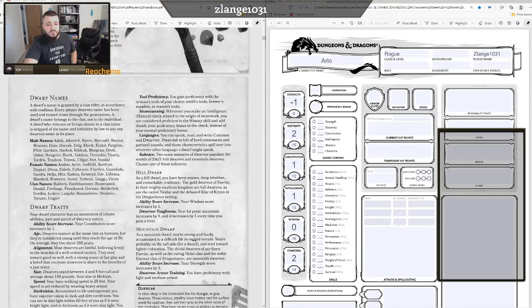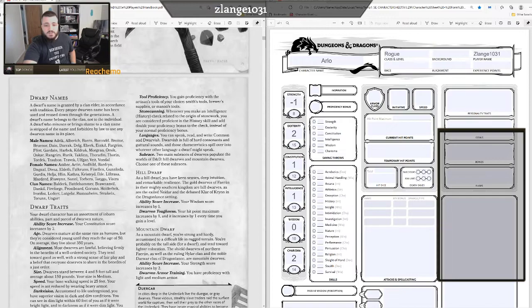Stone cunning, another racial skill. Whenever you make an intelligence history check related to the origin of stonework, you are considered proficient in the history skill and add double your proficiency bonus to the check instead of your normal proficiency bonus. Very handy in certain situations.